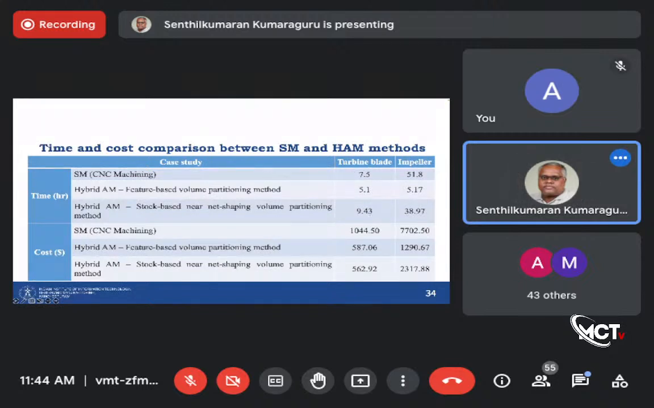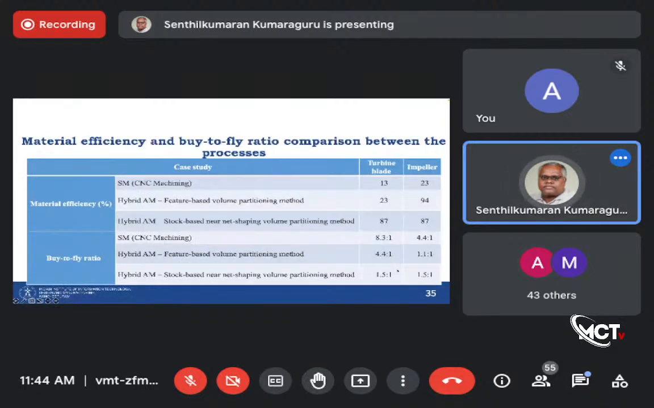So this is a very interesting insight that we get. Similarly, if you look at the cost, we are able to bring down the cost drastically when you're doing feature-based. But if you use stock-based, the cost is not so drastically reduced, but the material aspect gets reduced, right? So that's the idea. So this is the buy-to-fly ratio comparison of material efficiency, which will give us fairly a good idea. So this is what we wanted to basically understand.